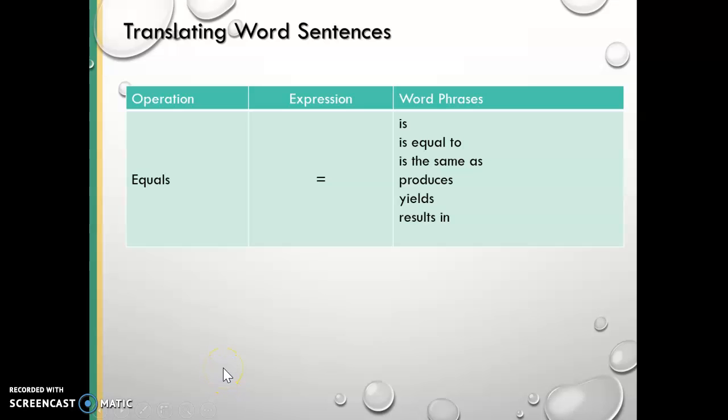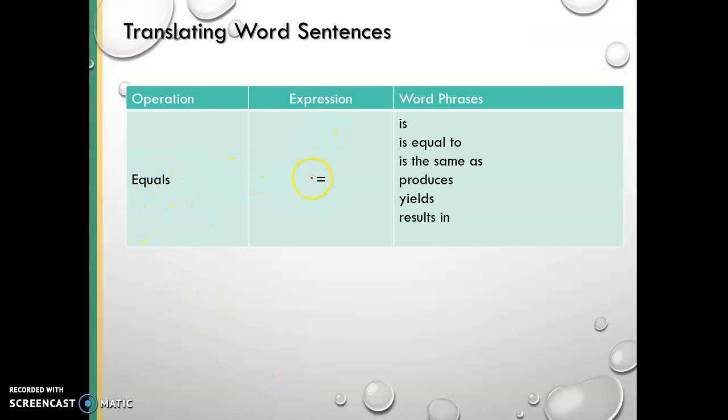It's me again, Sir Oliver, and welcome to our new tutorial video, which is part 2 of translating word phrases into mathematical statements or expressions. This time, we will be translating word sentences or problems into equations. So this time the operation is equals.